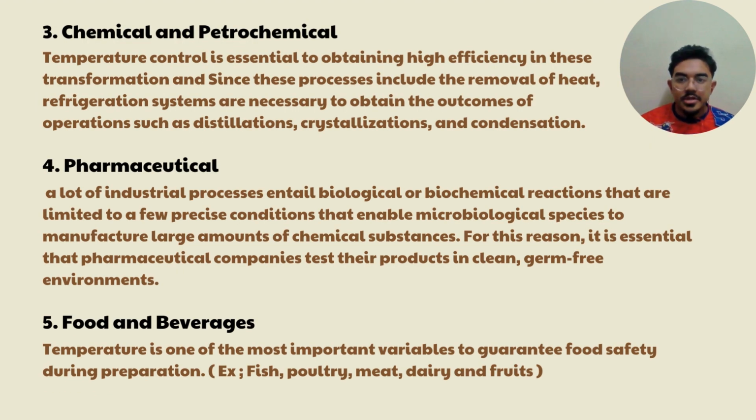Okay, for the third one, the chemical and petrochemical. Temperature control is essential to obtain high efficiency in this transformation, and since this process includes the removal of heat, refrigeration systems are necessary to obtain the outcome of operations, such as distillation, crystallization, and condensation. The same as the electricity production before, maintaining the temperature around the chemical and petrochemical production process is very important so that the efficiency of the production is made sure to be at its best.